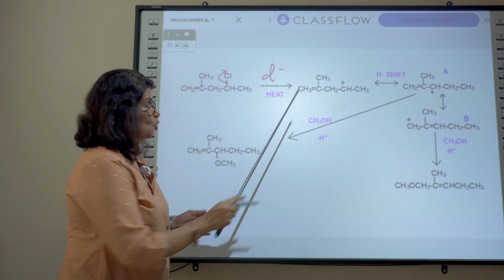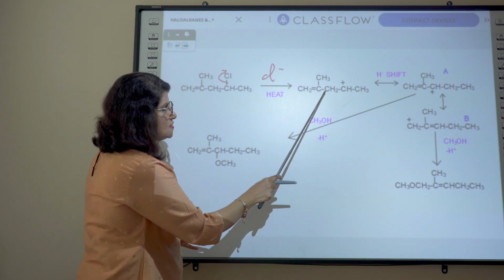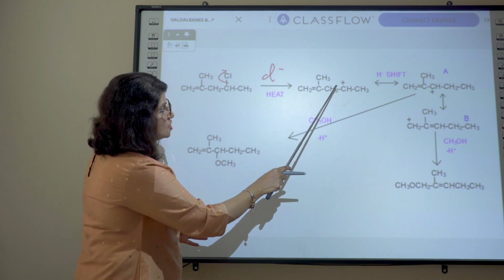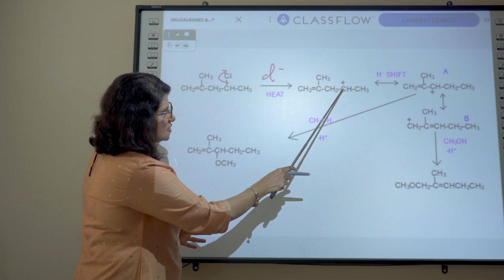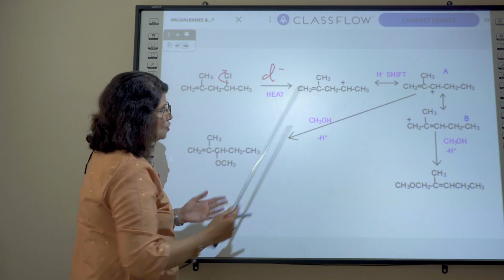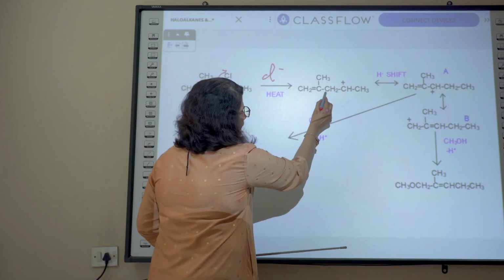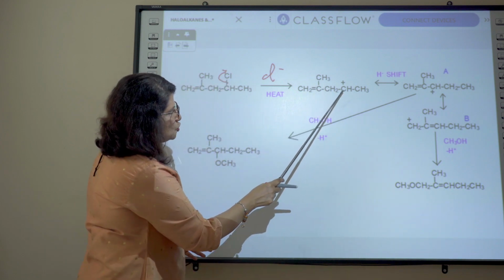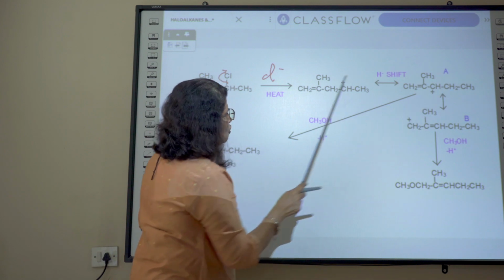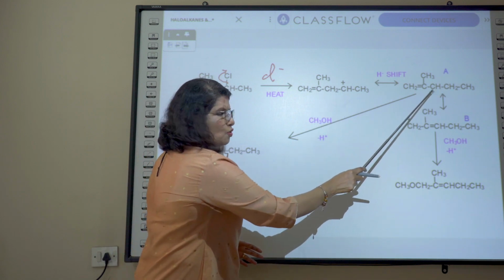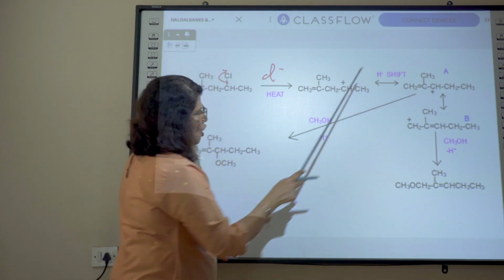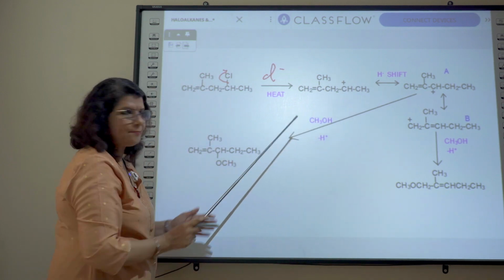Now, since an OCH3 has to be bonded to this carbon atom, we have to convert this carbocation to shift the positive charge from this carbon to this carbon. That is only accomplished by a hydride ion shift. A hydride ion from this carbon atom will shift to this position, making it CH2, and now again you have a secondary carbocation. Okay? Now, this secondary carbocation on reaction with methanol, what happens?